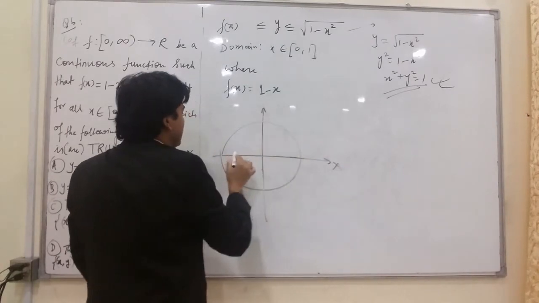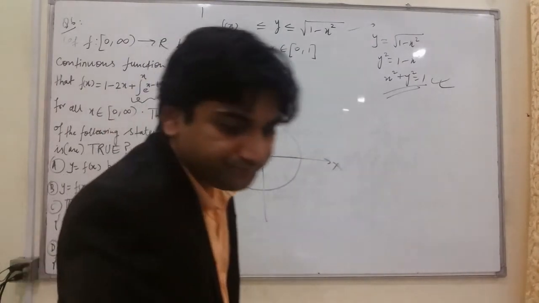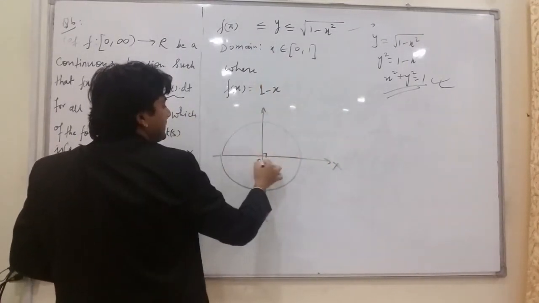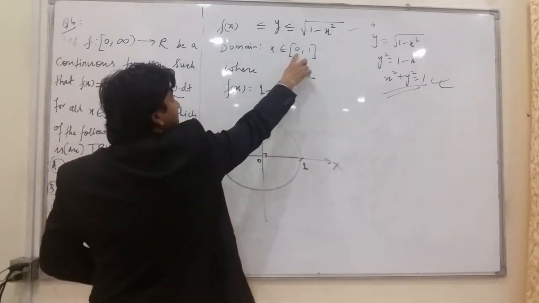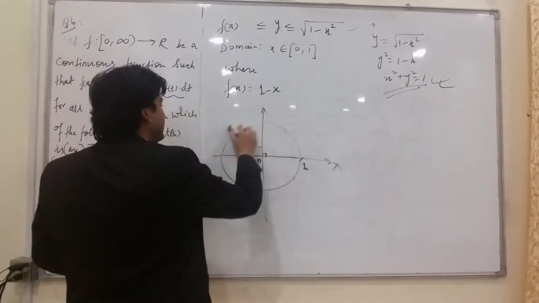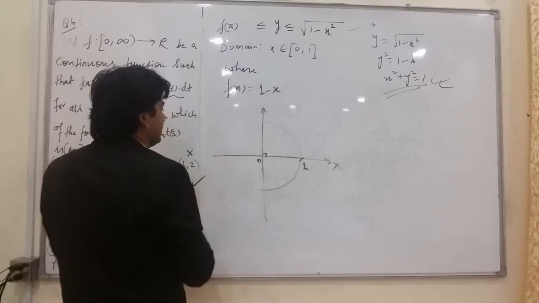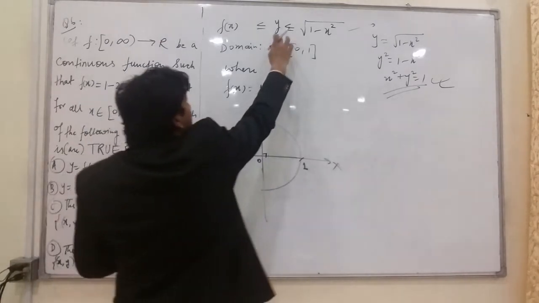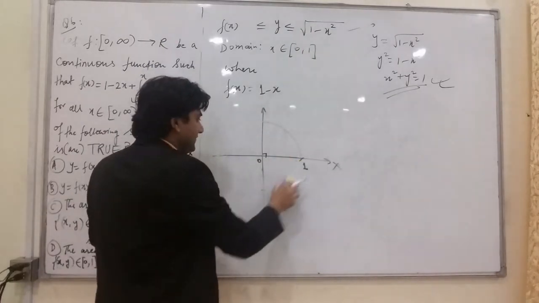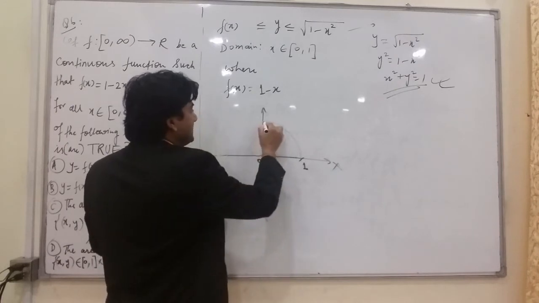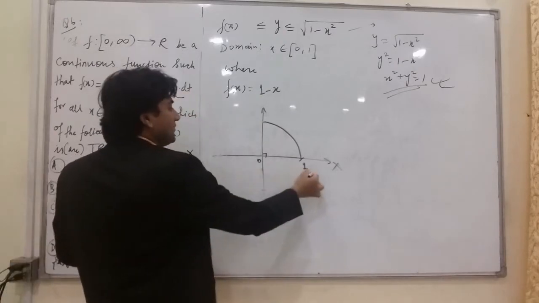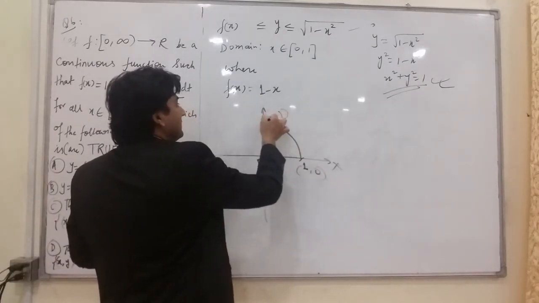This is the x axis, this is the y axis. Now if you observe the domain, this is 0 and this is 1. So x is allowed between 0 to 1. So first of all, this portion is not valid. And this is y equals root, and root is always positive. Y cannot be negative, so this is also not valid. So what do we have? We have only this, I mean 1/4 of the circle. This is (1, 0) and this is (0, 1).